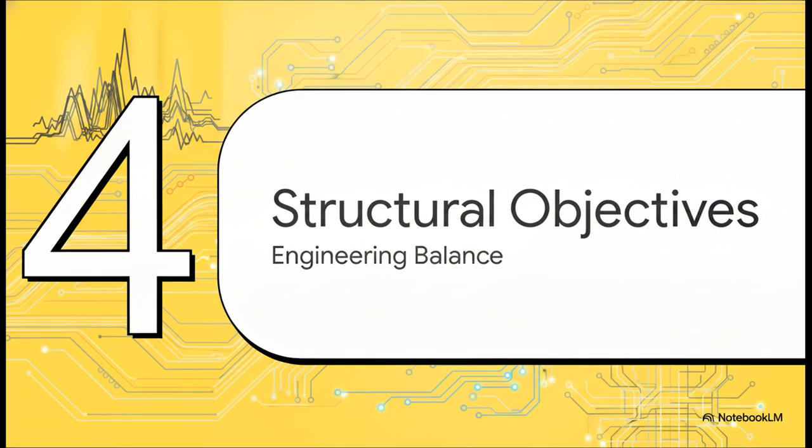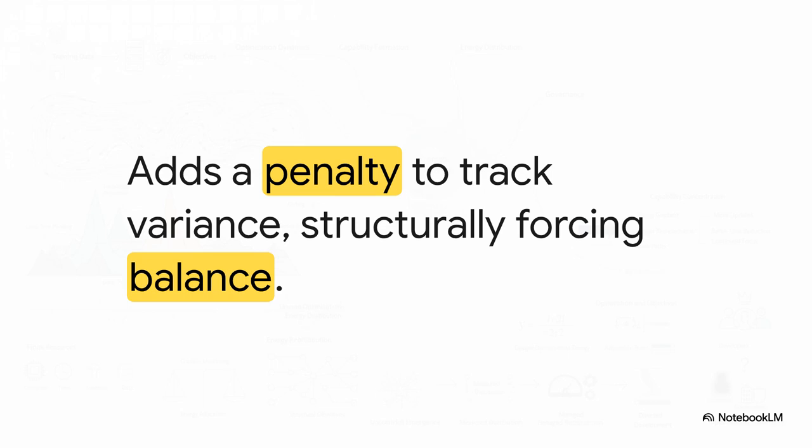Section 4. Defining structural objectives, engineering balance in AI models. Now, dynamic regulation manages the rate of learning, but we also have to change what the model is explicitly trying to achieve. This is where we introduce an energy balance objective. By adding a penalty to the total loss function that tracks the variance in energy shares, the system is mathematically discouraged from extreme imbalances. The optimizer is practically forced to distribute its updates more evenly.